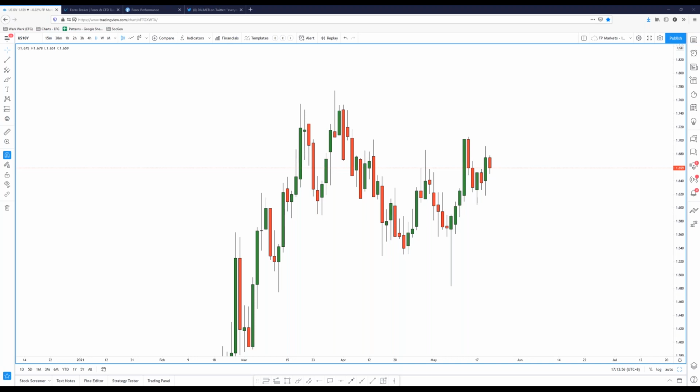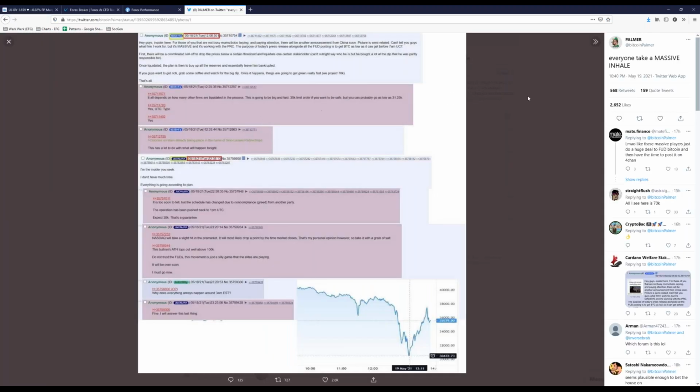So you can believe all the fundamental news you want. I want to share with you guys something that's a bit more interesting. I found this on Twitter. I'm not sure if you guys can see this, but it was a series of screenshots of a post saying that there was a coordinated sell-off on the 18th of May, a few days ago. There will be a coordinated sell-off to drop prices below a certain threshold just to liquidate one certain shareholder.